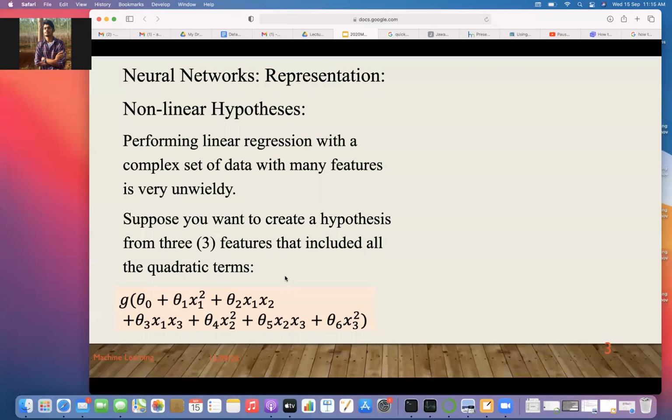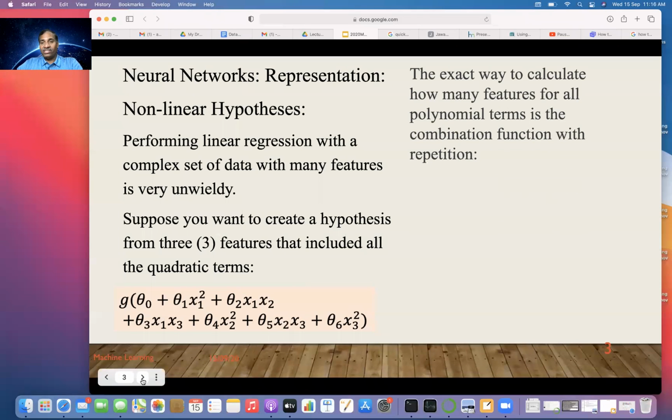Is repetition not allowed? So we will remove those repetitions. Yes. First one x1, second one x1, that will repeat 2 times actually. So you remove repetitions, and once you remove them, you get 6. So here x1 square is 1 term, x2 square, x3 square. Then the cross terms are x1x2, x1x3, x2x3. So with 3 features itself, you need this many terms.